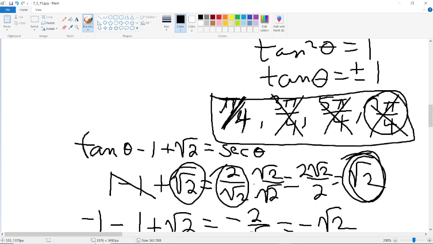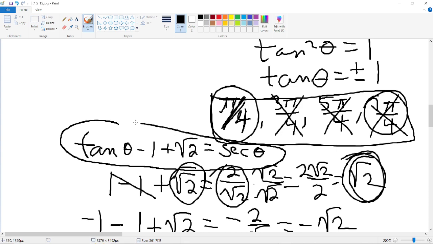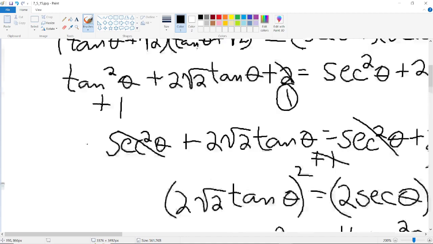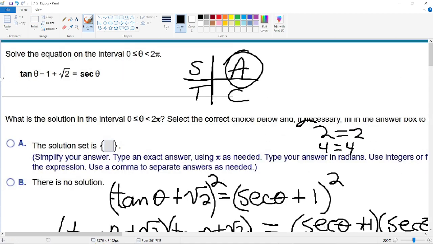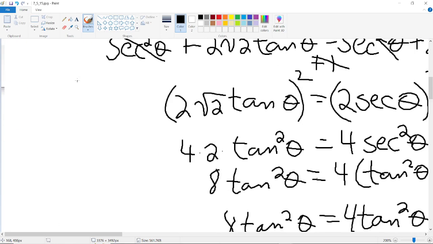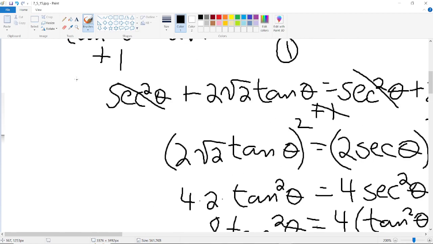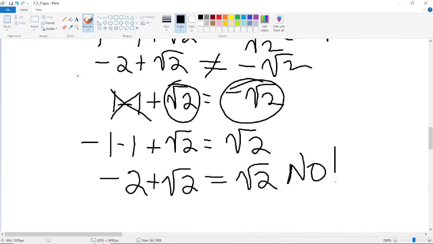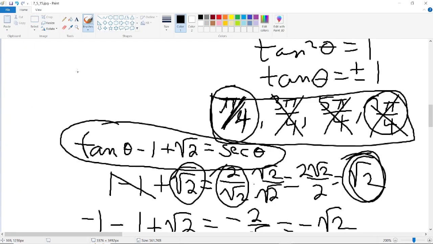So if you plug in all those values where tangent theta equals plus or minus 1, only pi over 4 works in the original equation, which is tangent theta minus 1 plus square root of 2 equals secant of theta. So pi over 4 is the answer. And they don't ask for answers forever. They ask for theta between 0 and pi, less than or equal to pi. So that's their answer. Only pi over 4.